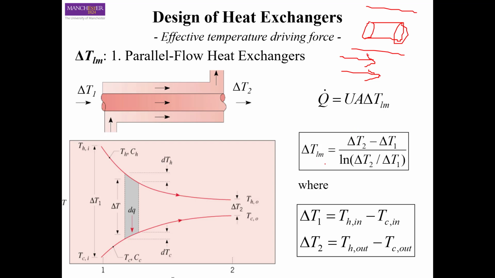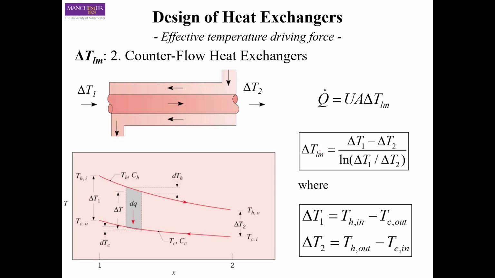Now let's look at the case of LMTD for a countercurrent heat exchanger. Again you define your temperature profiles, and then you define delta T1 and delta T2 on the two ends of the heat exchanger. If you know the values of delta T1 and delta T2, again you use the same equation and you can calculate your LMTD for a countercurrent heat exchanger.